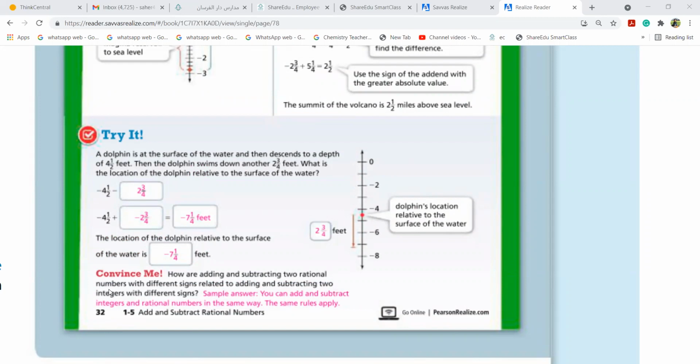I've solved with you now, girls, and I said that minus and minus, you're adding it and you're writing the sign of the bigger number.